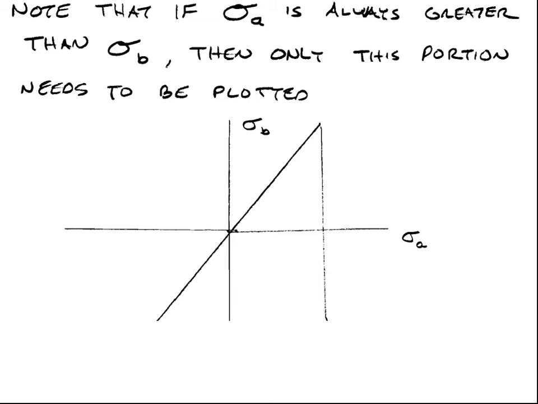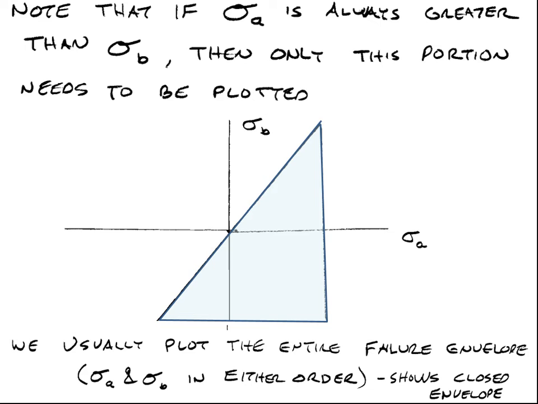Oh, by the way, before we do that, if we do the things we normally do, which is that we usually say that sigma A is bigger than sigma B, then really we'd only have to plot half of this envelope. But it's traditional to show the entire failure envelope to make it a closed envelope. So in this case, we can allow sigma A and sigma B, our in-plane principal stresses, to be in either order when we make this plot.